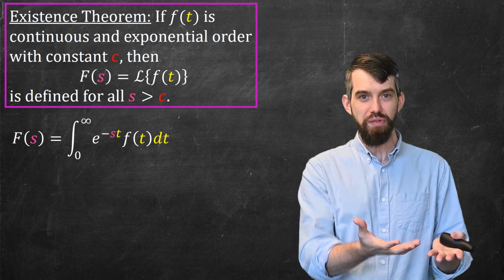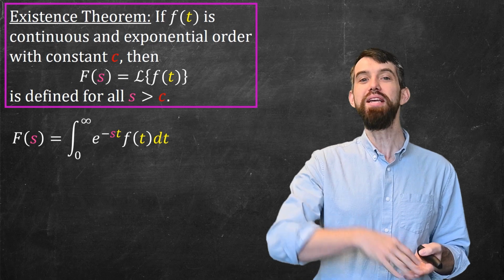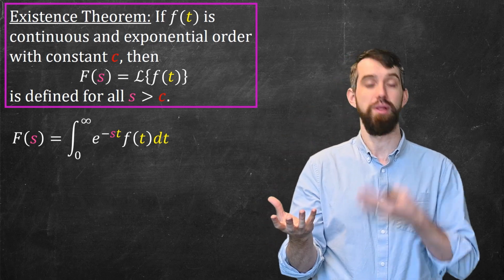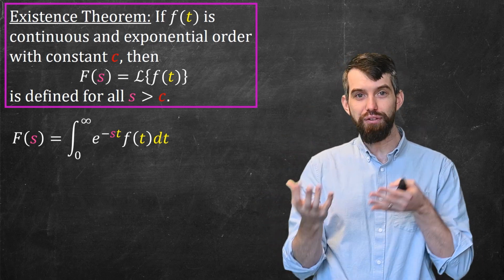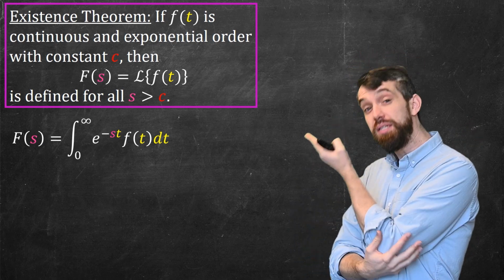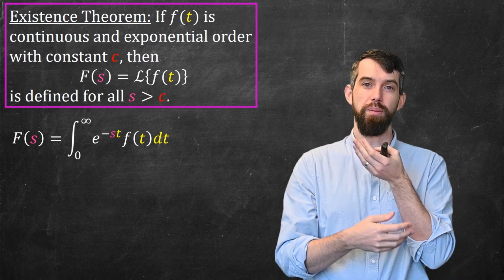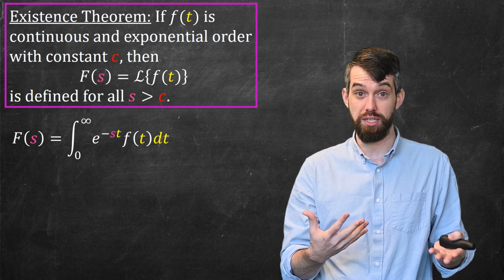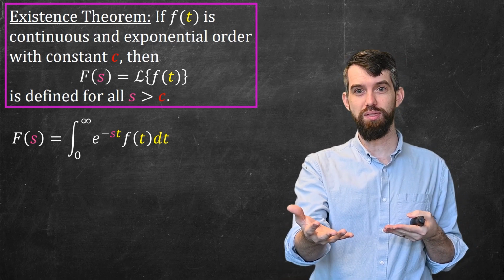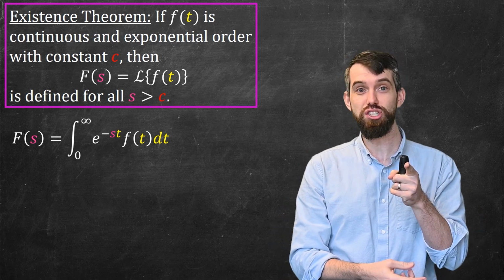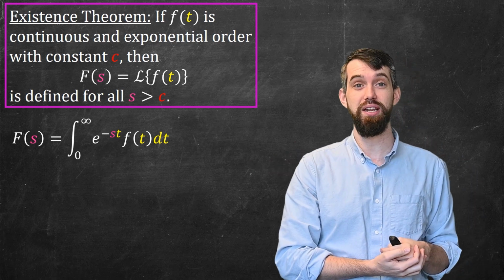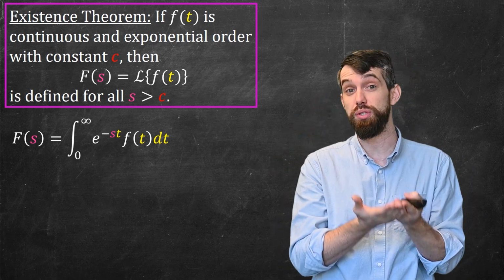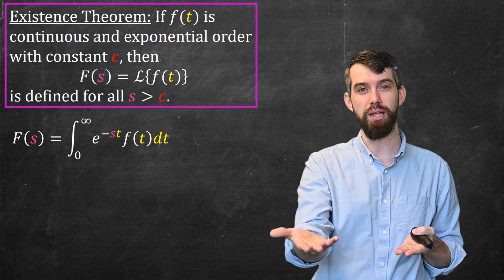Okay, so in proving this, we really want to address why being of exponential order with constant c is relevant for the existence of this particular integral. Well, this integral is an improper integral. It's got t going to infinity. But the good news is that it's got a negative exponential, the e to the minus st in it, and negative exponentials are going to bring the integrand to 0 as t goes to infinity.